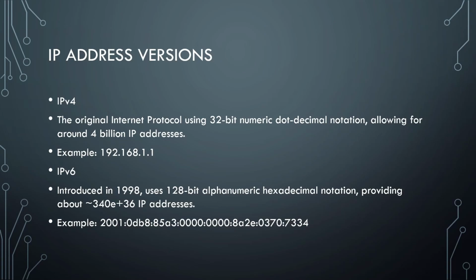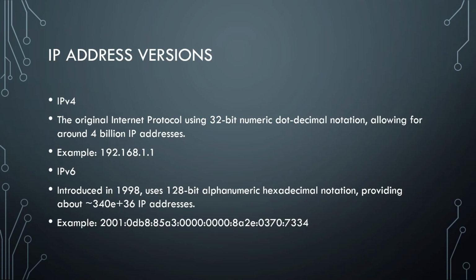IP version 4 is the original Internet Protocol using a 32-bit numeric format, and it is written as four numbers separated by periods, like 192.168.1.1. IP version 4 can support around 4 billion unique addresses, but there is a limited number of these addresses available, kind of like limited space in a crowded city. That's where IP version 6 comes in. It's a newer and more spacious version.